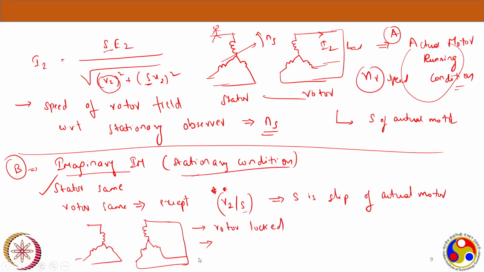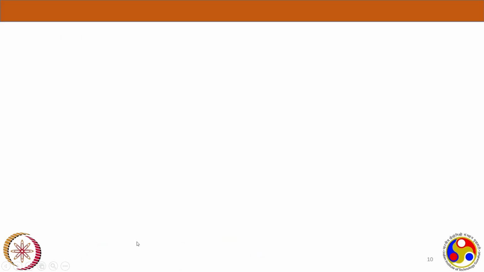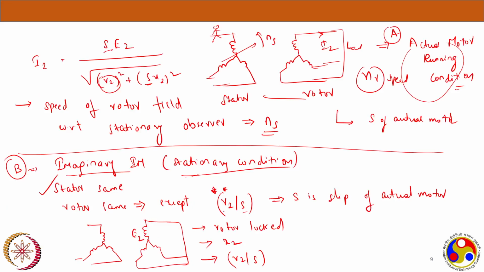If my rotor is in locked condition, what will be my reactance? S is equal to 1, right? So the reactance is X2. My resistance should anyhow be R2, but what I did is design my R2 as R2 by S, where S is the slip of the actual motor. Now what will be the induced voltage? It will be E2 because S is equal to 1 here, right? It actually should be SE2, but S is equal to 1 since my imaginary motor is at stationary condition, so it will be E2.